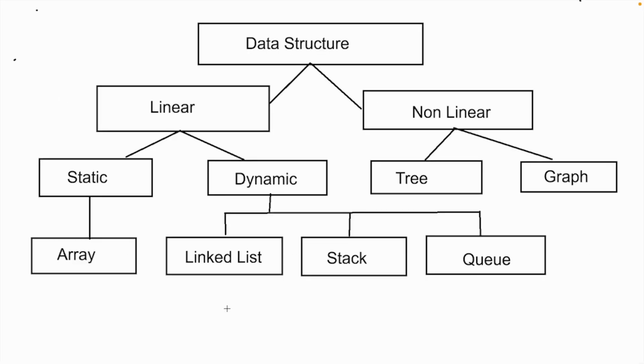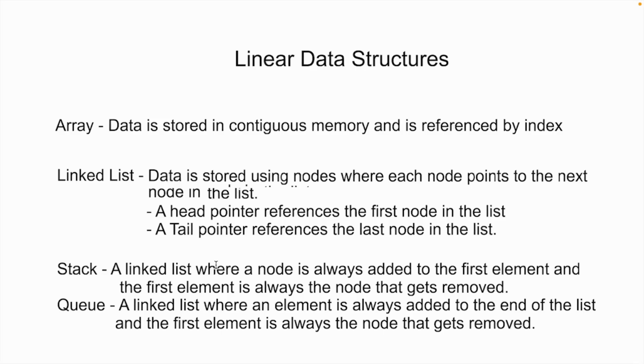So here's a high-level diagram of data structures. There are two types, linear and nonlinear. The nonlinear are tree and graph. I will address that in a future video, but right now for linear we have a static one, which is an array, and for the dynamic data structures that are linear we have linked list, stack, and queue. In this video we are going to concentrate on the linked list, stack, and queue. And let's briefly define what each of these data structures is.